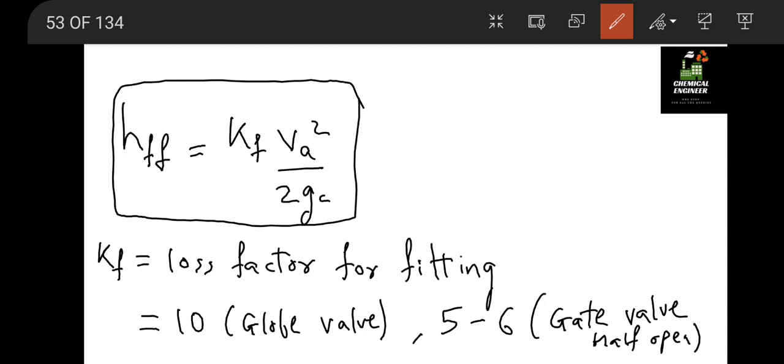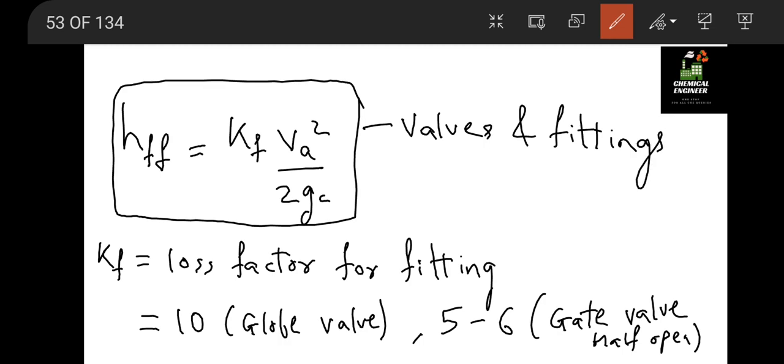Third, we have the head loss due to valves and fittings. This equation is for valves and fittings. Here Kf is known as the loss factor for fitting, and its values depend on the types of valves we are using. It's 10 for a globe valve, 5 to 6 for a half open gate valve, and 0 to 2 for a fully open gate valve. You have to remember these values as well. Alright, so this is all about friction change due to the velocity.